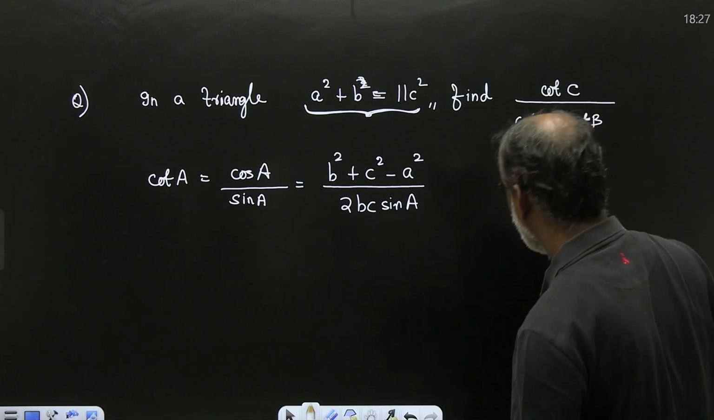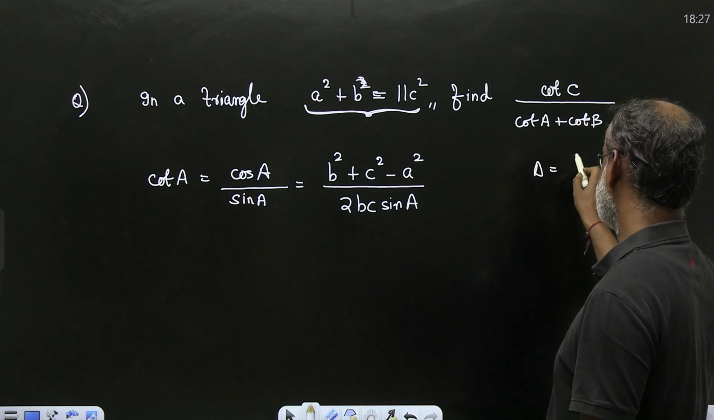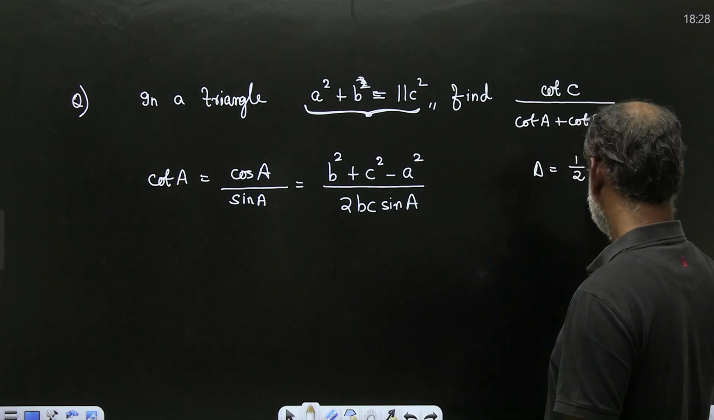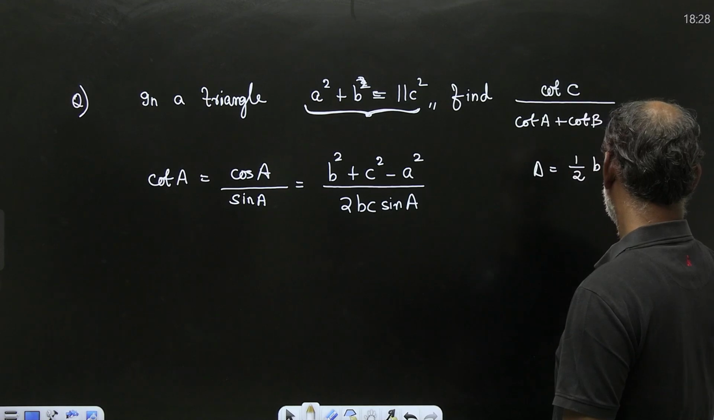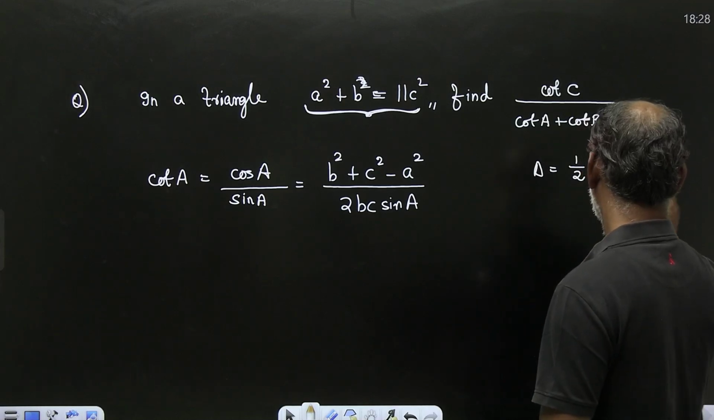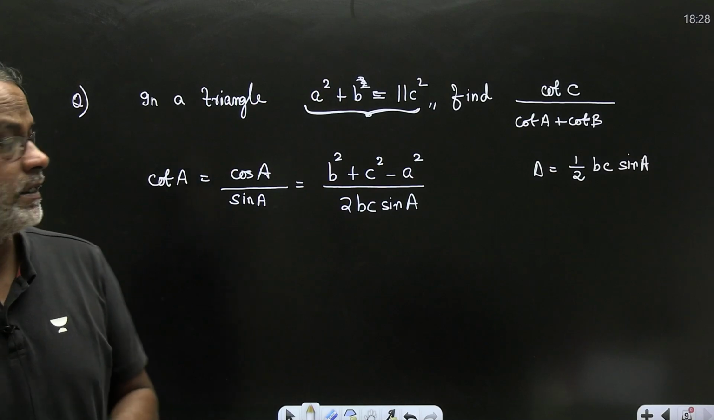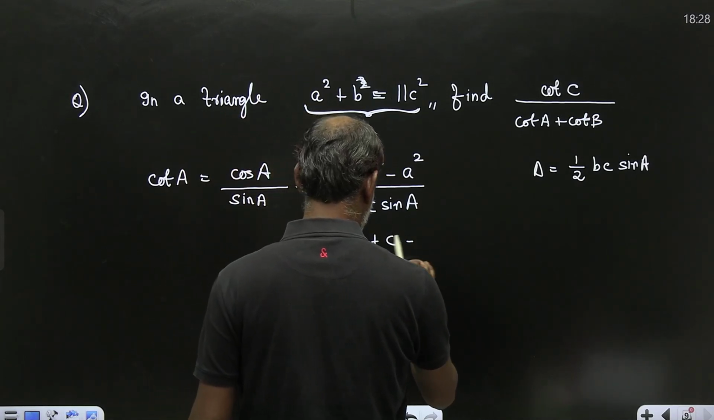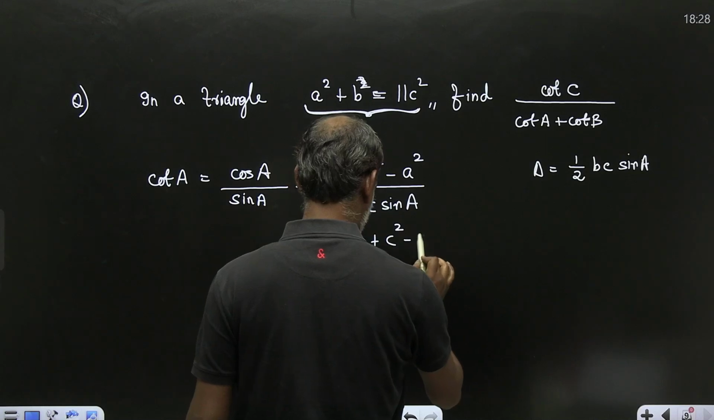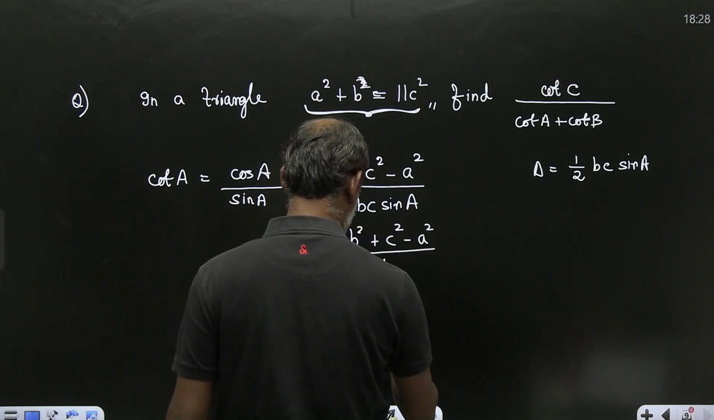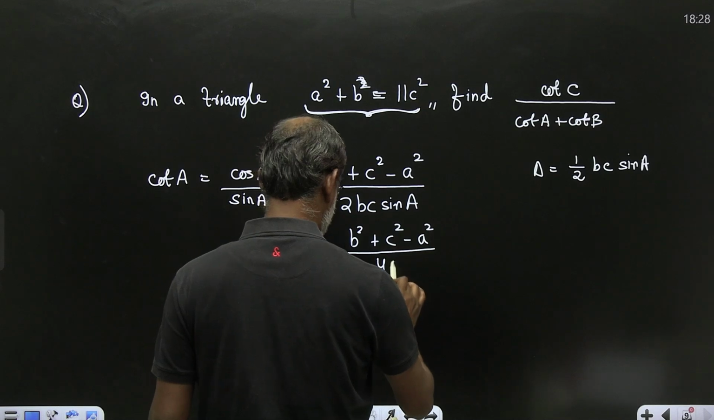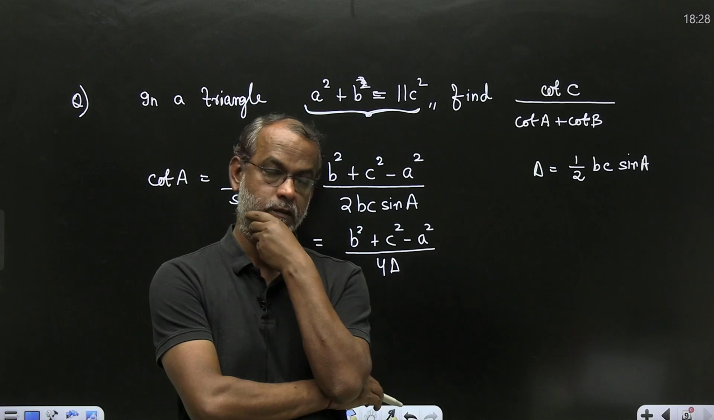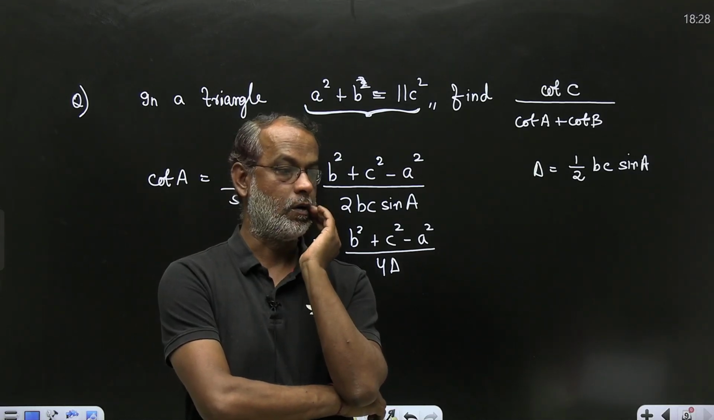Two BC sine. If you recall, area of the triangle we wrote as half BC sine A, or half AB sine C, or half AC sine B. So this is B square plus C square minus A square upon 4 delta.